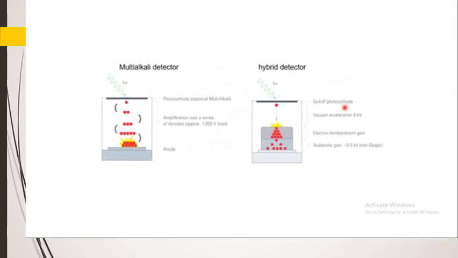Now here is an example of two different kinds of detectors that could be used. In the case of a multi-alkali detector, the problem is that when the electrons are bouncing back and forth in the dynode arrangement, there is a loss of electrons, and that means some amount of signal is also lost. But in the case of a hybrid detector, the special arrangement of the detector ensures that the loss of electrons is minimized. So that's why hybrid detectors are better.